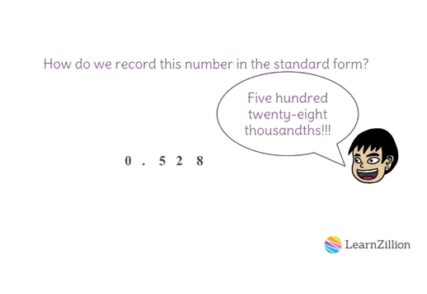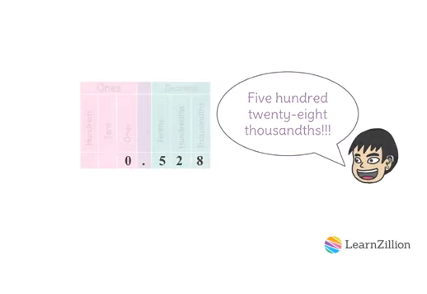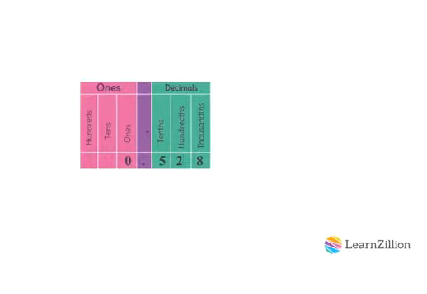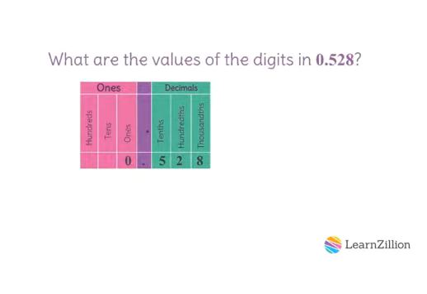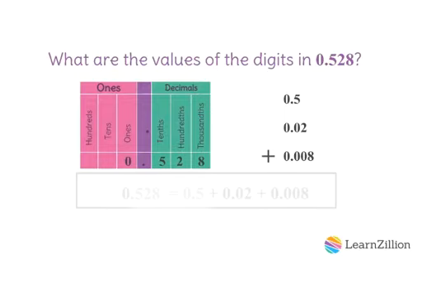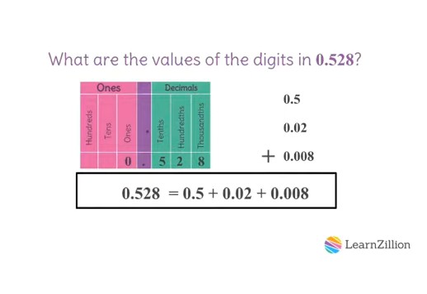We can place 528 thousandths into the place value chart. This will help us to demonstrate the value of each digit. What are the values of the digits in 528 thousandths? The value of digit 5 is 5/10. It can be written as a fraction and as a decimal. The value of the digit 2 is 2/100. We can also write that as a fraction and as a decimal. The value of the digit 8 is 8,000ths. We can add our decimals to get a total of 528 thousandths.